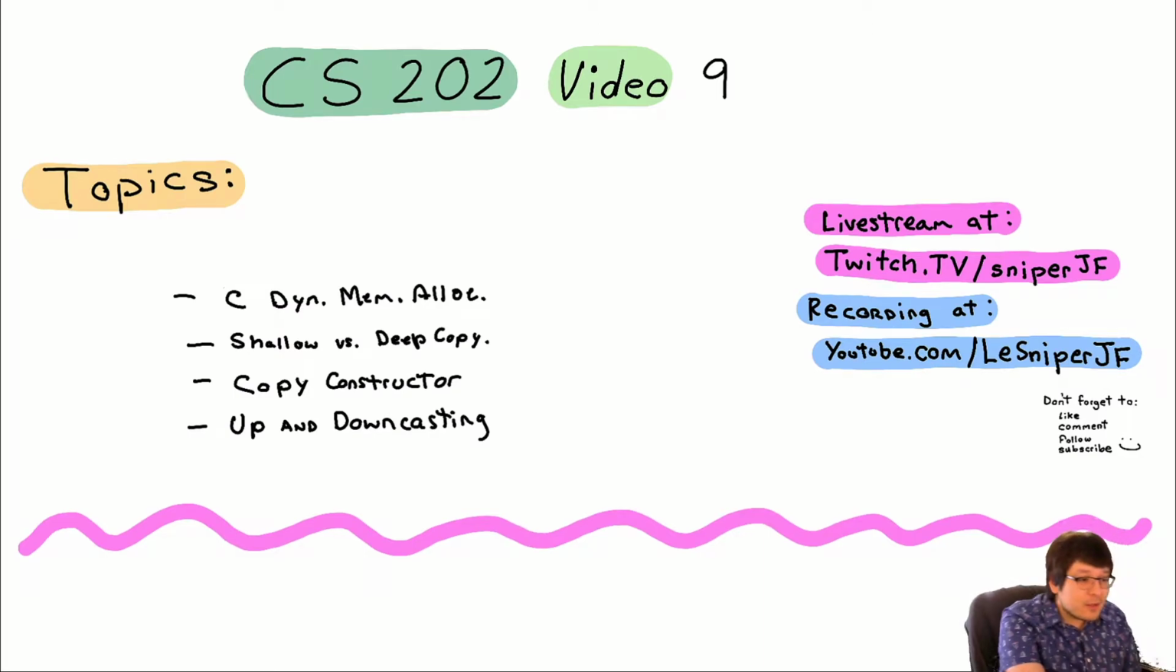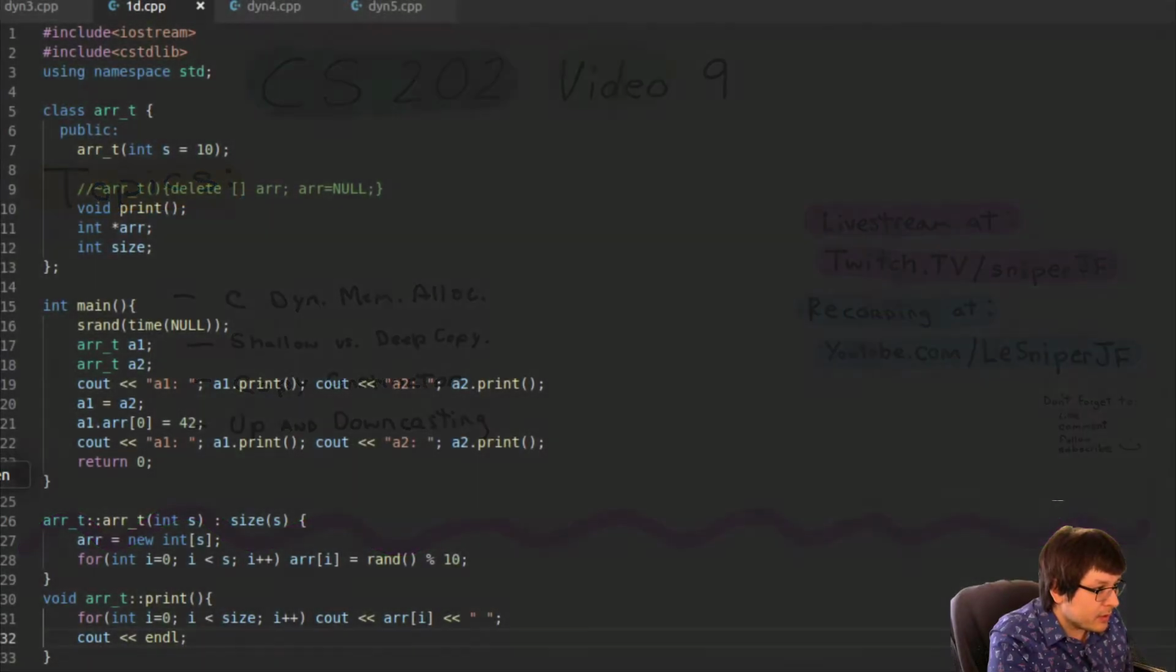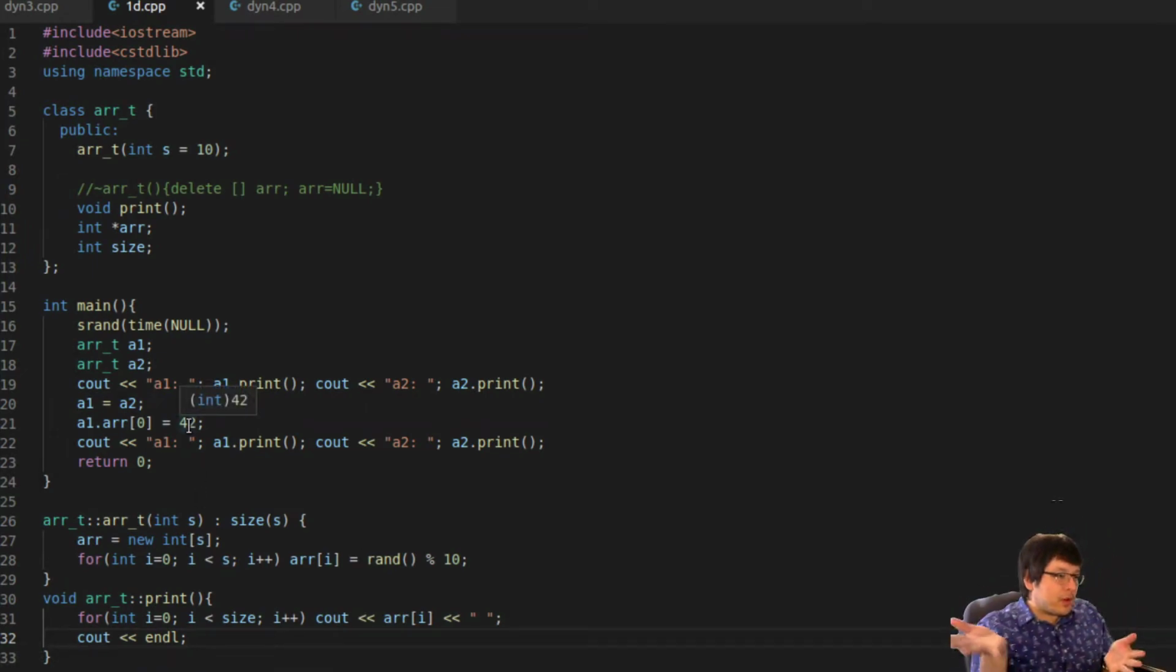So again, what we're going to go over today is a little bit about shallow versus deep copy, since we kind of went over it at the end of the last class, but I want to go over it more again today. Then we're going to talk about C dynamic memory allocation, malloc, and free. Then we are going to start talking about virtuals and up and down casting. And I'm also going to throw in some more copy constructors as well, probably with the shallow versus deep copy stuff.